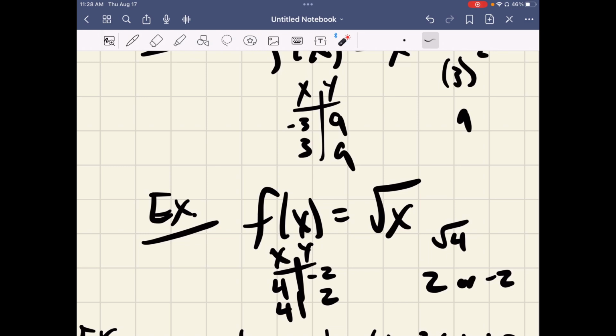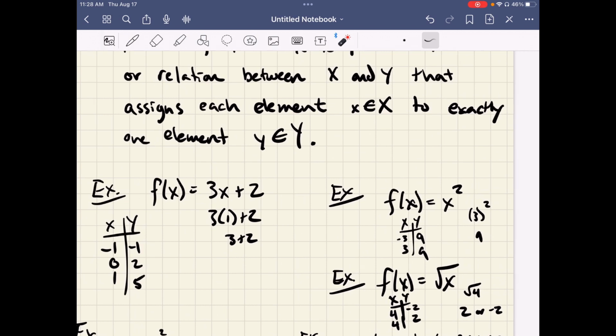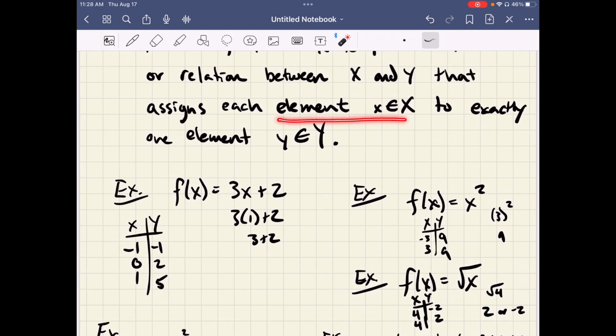Another thing that people like to talk about is they'll look at this x column and say, do I have any values that repeat? If I do have values that repeat, then that would typically indicate that it would not be a function. However, you have to be careful. That's not always the case. That's just kind of a lazy way to say what is and isn't a function. The best way to talk about it being a function is that I have one element from x to exactly one element of y.